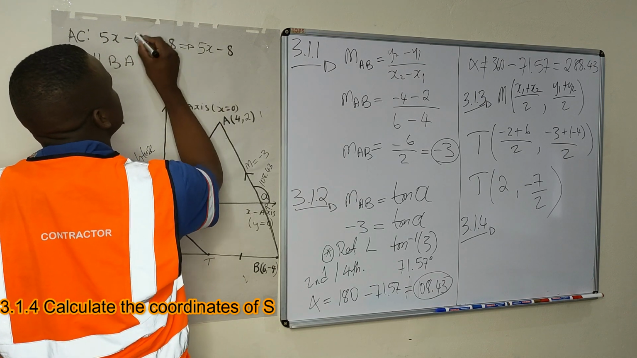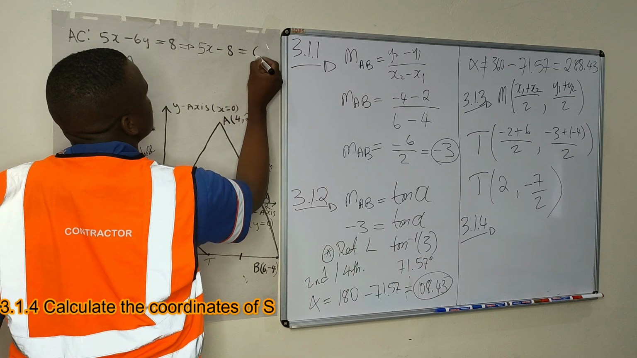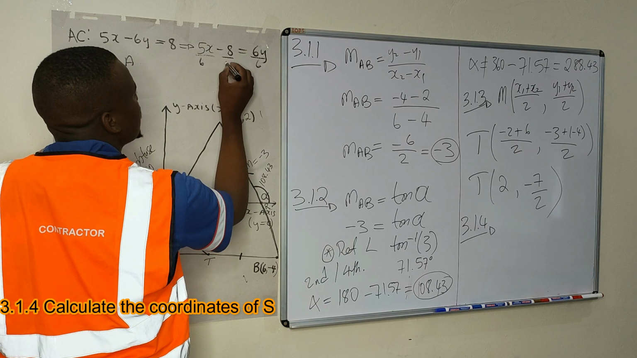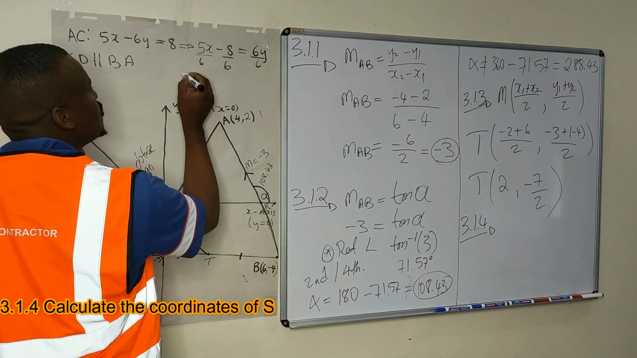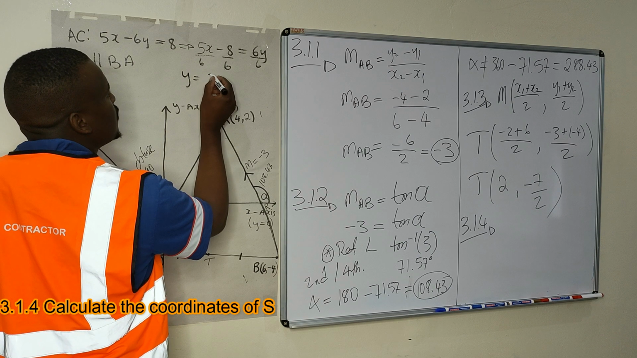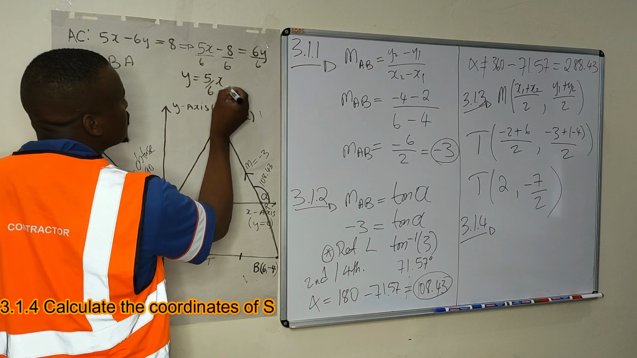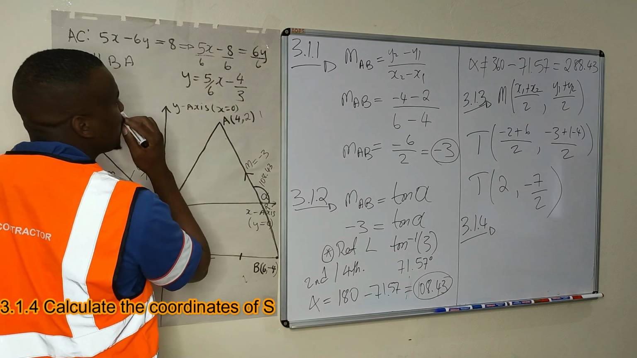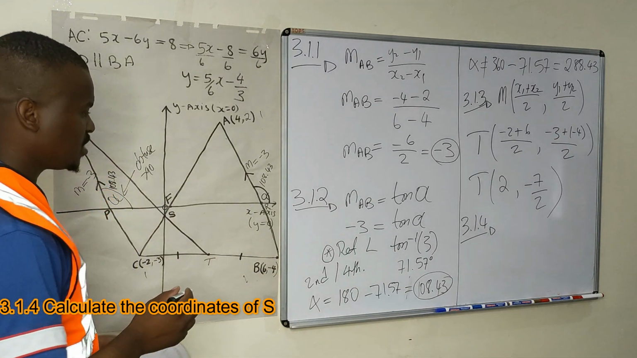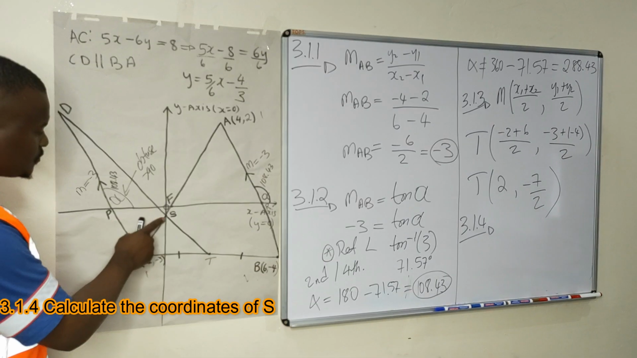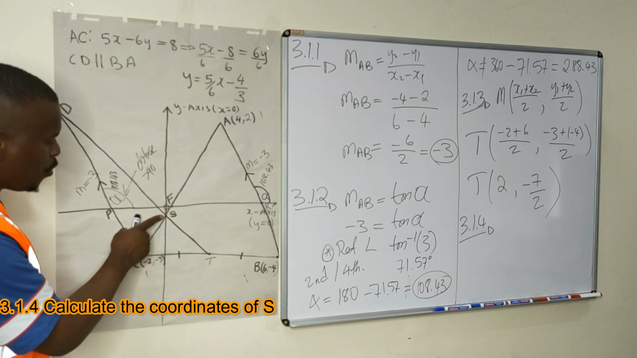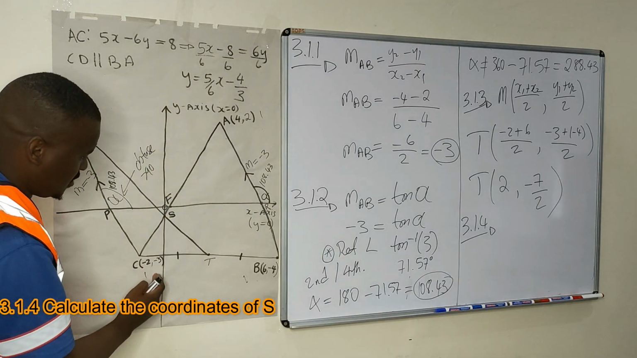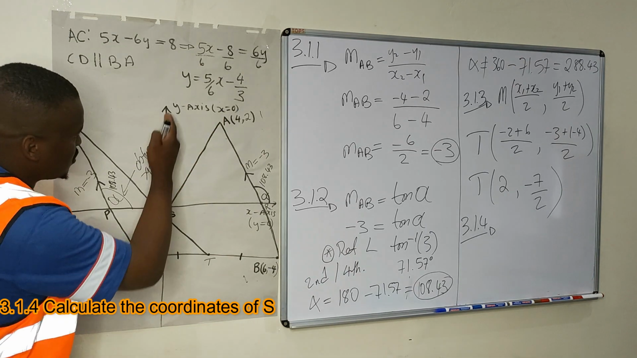minus 8, transpose the 8 to this side, transpose 6y to that side, is equal to 6y. Then divide by 6. So what do you have? You have y is equal to 5 over 6 x minus 8 over 6, which is 4 over 3. So this is the equation of AC. We want the coordinates of S. We know this is the y-intercept. So your line is crossing the y-axis here. This line AC is crossing the y-axis.